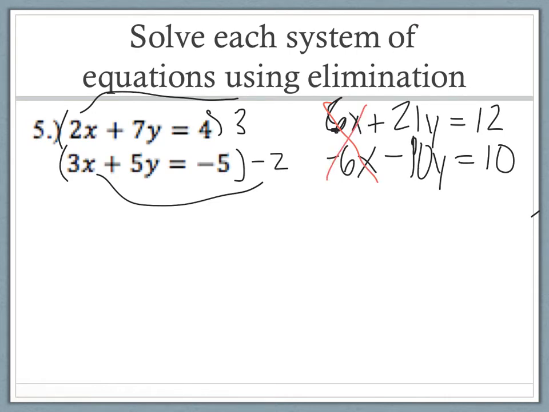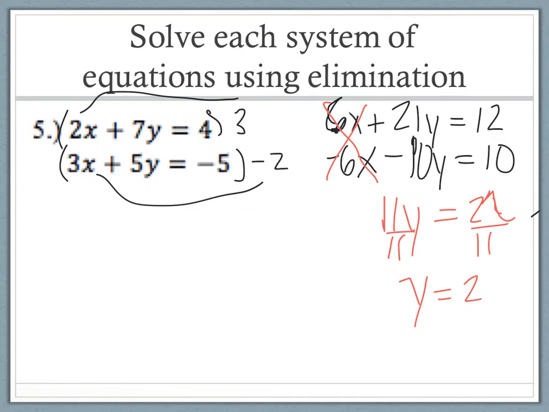Okay, those add up to 0. 21 plus negative 10 gives me a positive 11y. And 12 plus 10 is 22. Ooh, 22. That's a bad 22. But divide both sides by 11. So y equals 2. Okay, now I'm going to plug that back in.